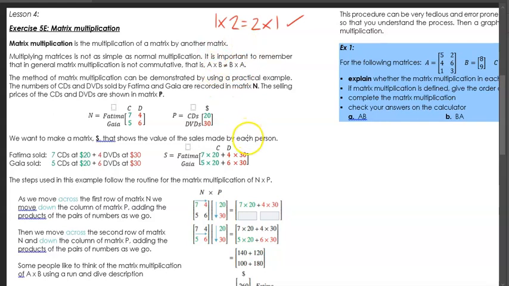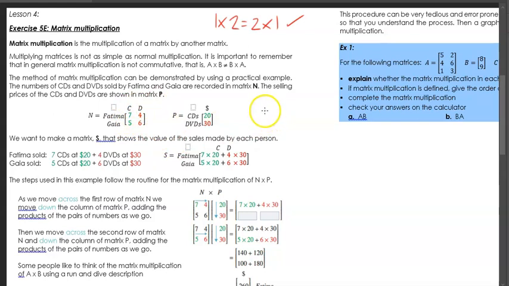So the method of matrix multiplication can be demonstrated by using this practical example here. The number of CDs and DVDs sold by 2 people, Fatima and Gaia, are recorded in matrix N. So here we have matrix N, Fatima and Gaia, and this is how many CDs and DVDs they have sold respectively within a sale: 7, 4 and 5, 6. You can see it's been specifically highlighted in green for CDs and red for DVDs.